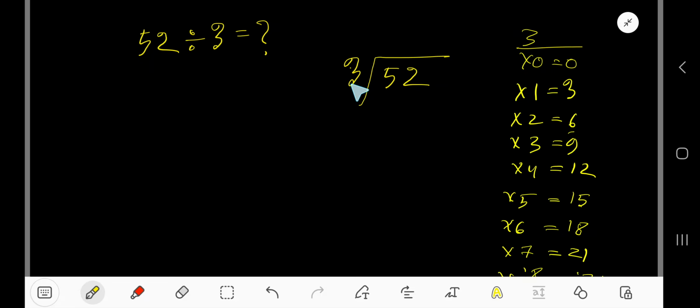52 divided by 3. Here 3 is a divisor, so we need the multiplication table of 3. 3 times 0, 0; 3 times 1, 3; 3 times 2, 6; 3 times 3, 9; 3 times 4, 12; 3 times 5, 15; 3 times 6, 18.